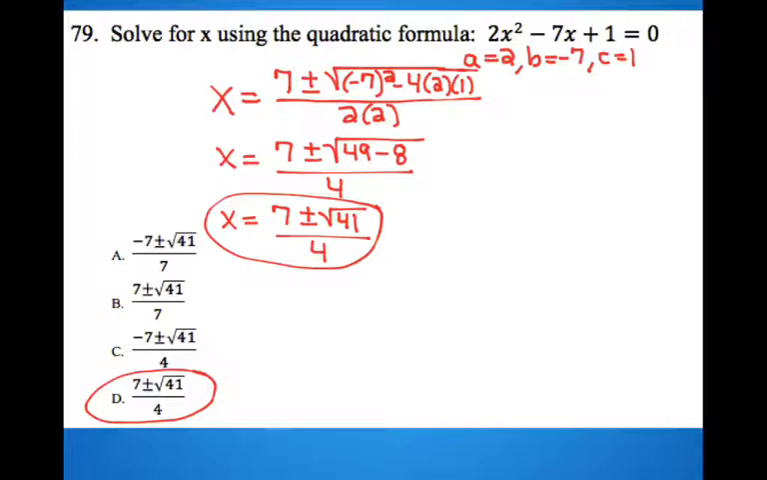Negative B, so the opposite of B, plus and minus the square root of B squared, so that's negative 7 squared, minus 4 times A times C, all that's divided by 2 times A. So 7 plus and minus, 49 minus 8, so that'll give you 41 under the radical, and then that's really all you can do because it's not a perfect square.